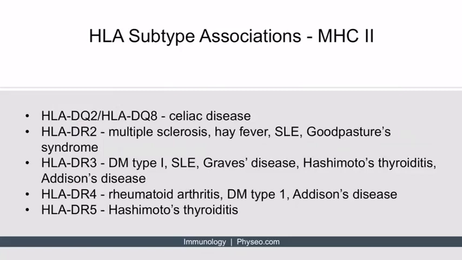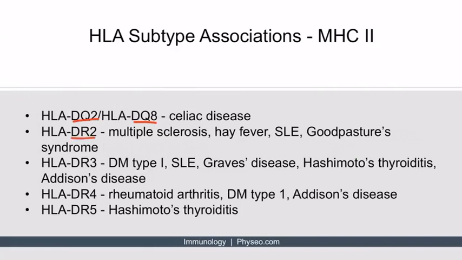MHC class 2 HLA alleles also have important associations. Let's briefly run through these, and remember, we will mention these when we cover each disease specifically too. So HLA-DQ has alleles HLA-DQ2 and HLA-DQ8, and these are associated with celiac disease. The rest of the alleles are for HLA-DR. The alleles are HLA-DR2, 3, 4, and 5.